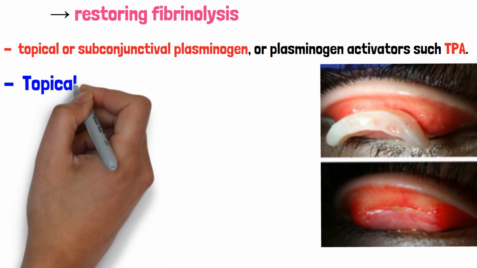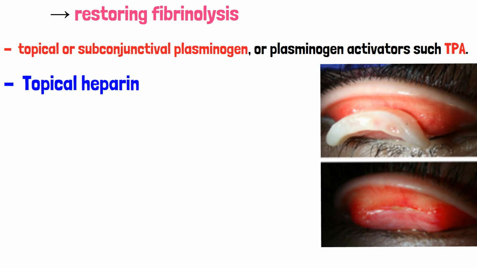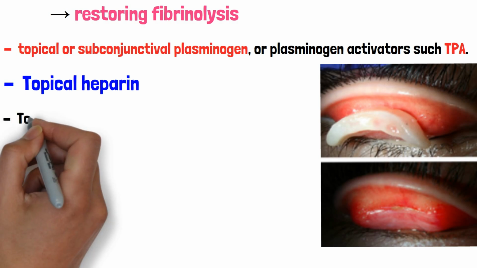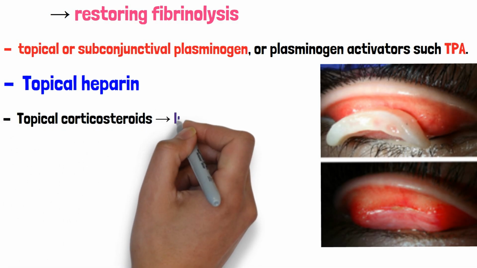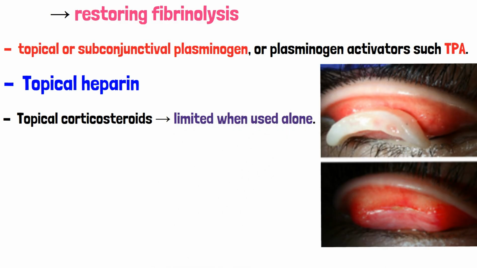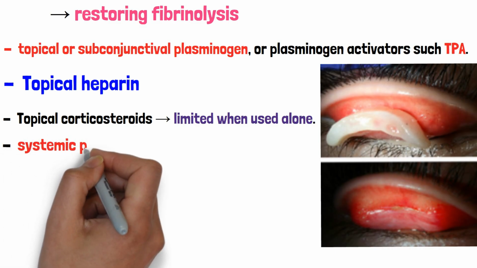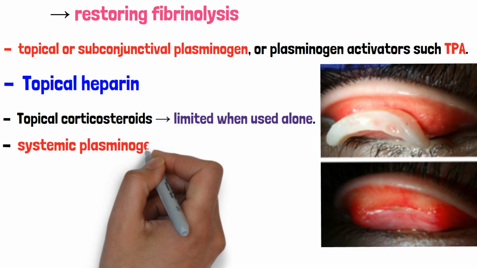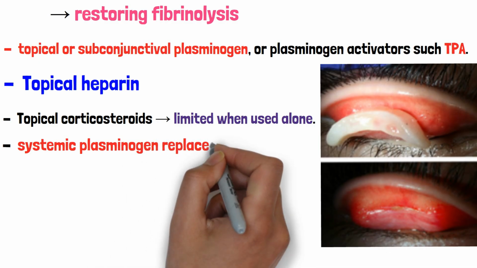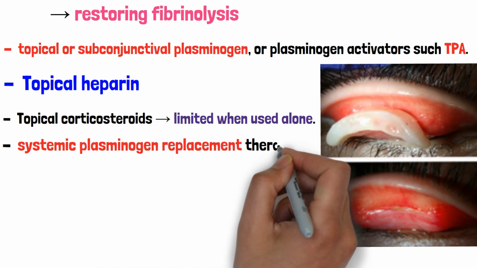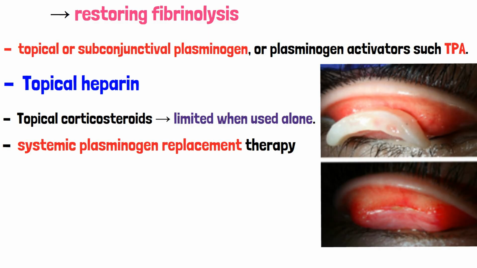Topical heparin may also be used to reduce fibrin deposition. Topical corticosteroids help reduce inflammation, although they are limited when used alone. Other options include topical immunomodulators, such as cyclosporin or tacrolimus. In severe multisystem disease, systemic plasminogen replacement therapy may be required.